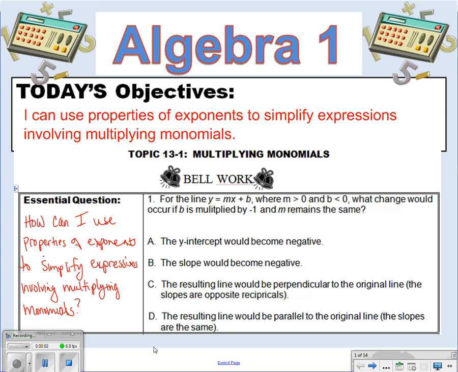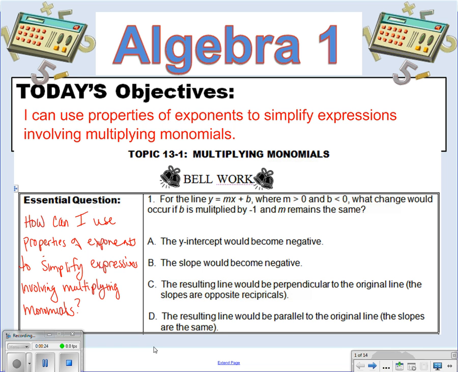This is topic 13-1, multiplying monomials. Our objective today is I can use properties of exponents to simplify expressions involving multiplying monomials. So our essential question is, how can I use properties of exponents to simplify expressions involving multiplying monomials? By the end of this topic, you should be able to answer that question.